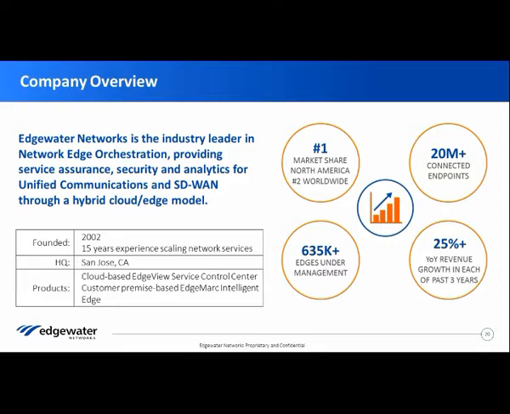Would you provide some company background for us? Well, absolutely. We were very, very early into the voice over IP space. We have been around since 2002, and we were considered number one in market share in North America by a number of analysts that cover our marketplace. We've sold over 600,000 edges, and we have 20 million connected endpoints, meaning IP phones. So we've been in this product and this market for a long time, and it's really our exclusive domain.